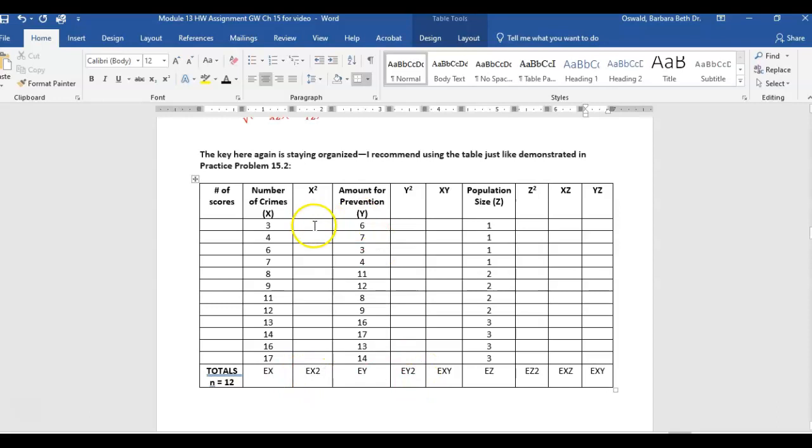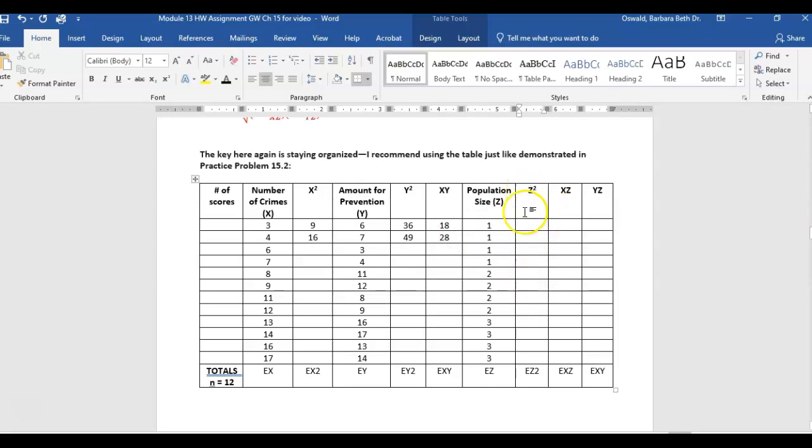And again, to calculate these, here we're gonna square the x value, right? So 3 squared is 9, 4 squared is, what is 4 squared? 16, right? And so forth. Y, same thing, we're gonna do y squared, 6 times 6 is 36, 7 squared is 49, and so forth. X times y is x, 3 times 6, right? So 3 times 6 is 18. Oops, wrong column. 3 times 6 is 18. 4 times 7 is 28. So we're just doing that math.